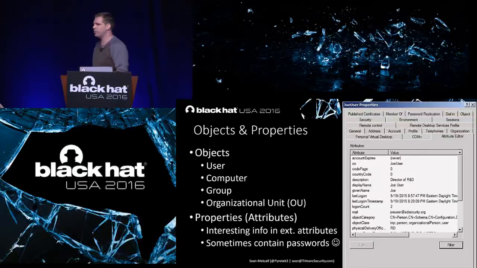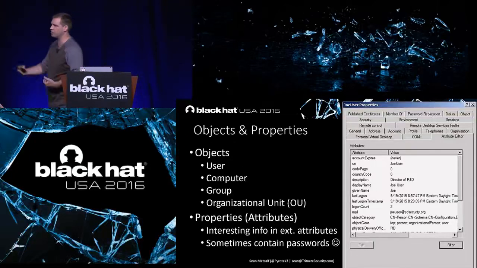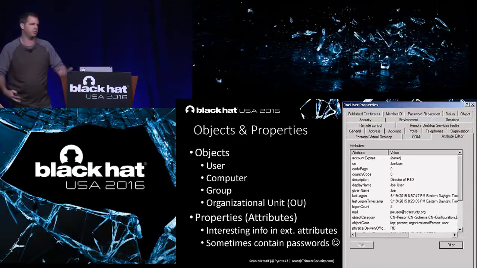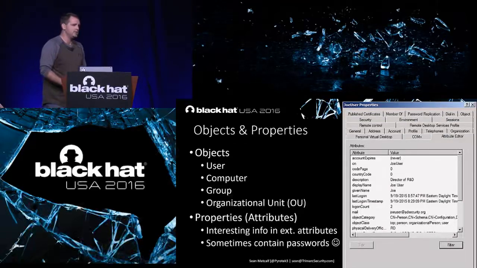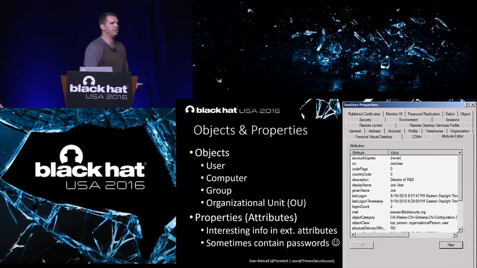But when we talk about Active Directory, we're usually talking about objects and their properties: users, groups, computers. And there's some interesting things that can be in these attributes, like passwords or social security numbers.